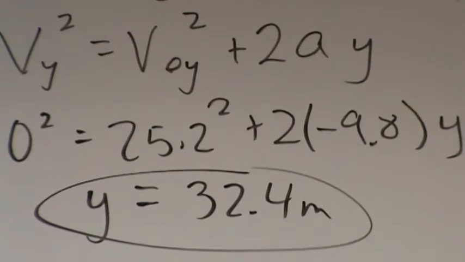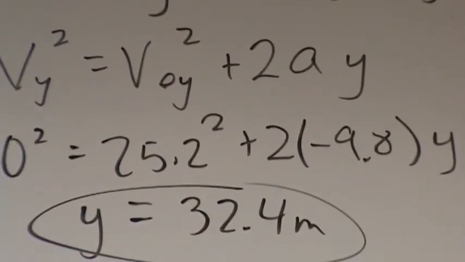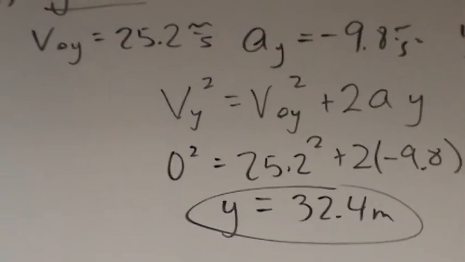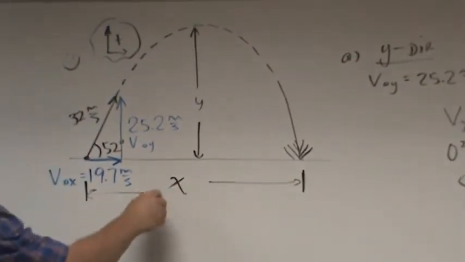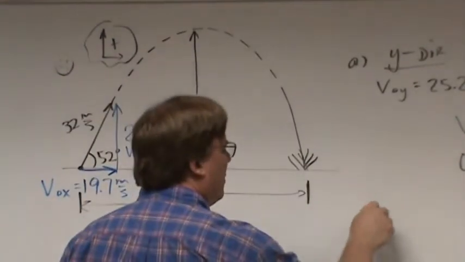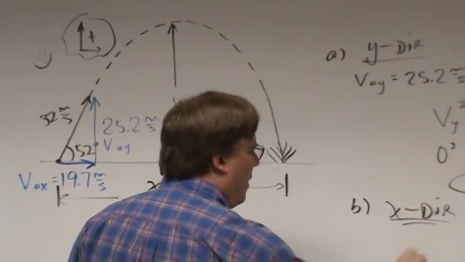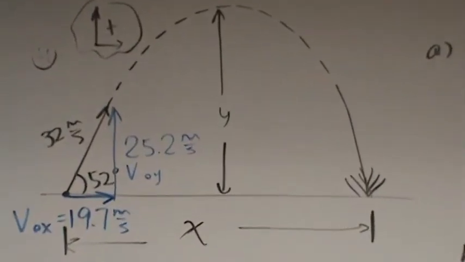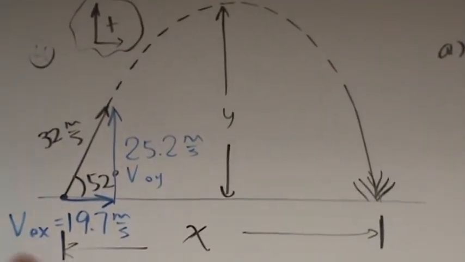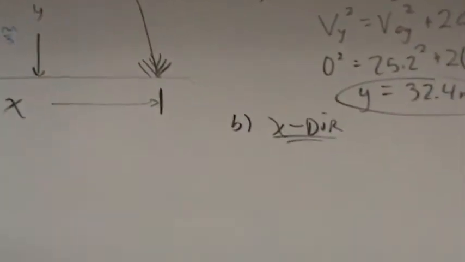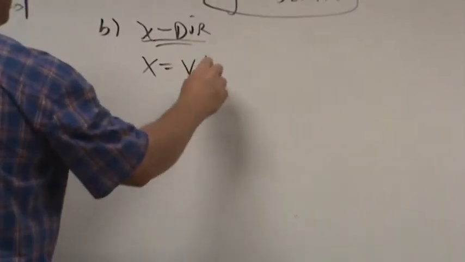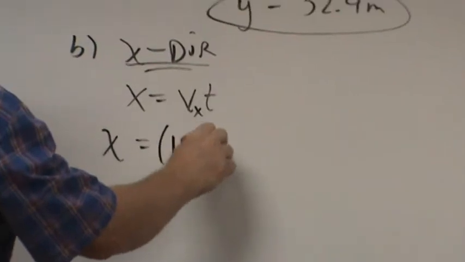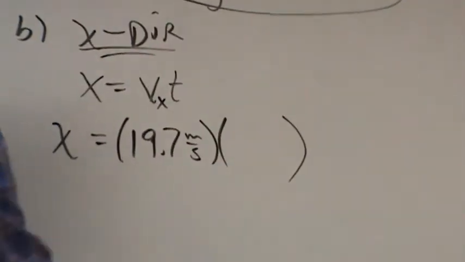What other part do they have? How far did the ball go in the x direction before it hit the ground? They want to know the range. Well, I hope you see you're going to have to use the x direction. And since the acceleration in the x direction is 0, the only formula you'll ever use in the x direction for these free fall projectile motion problems is x equals vt. So I've got x equals the velocity in the x direction, which is 19.7, times the time.